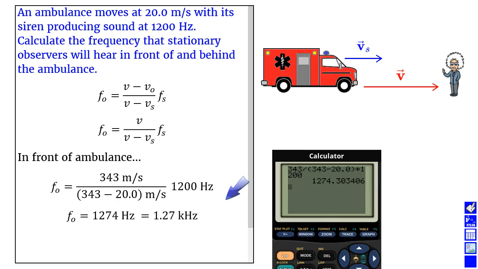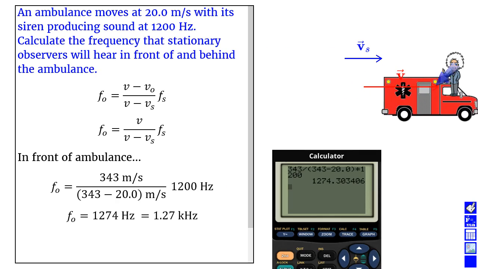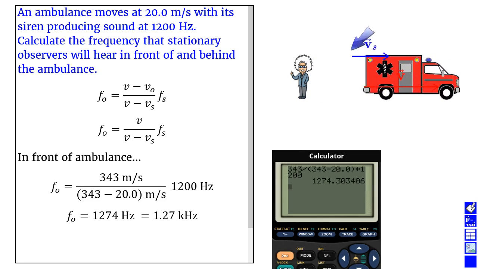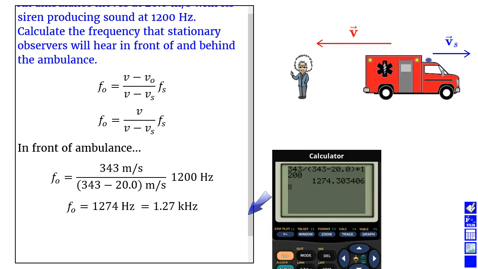Okay, now let's switch the ambulance and the observer around so that the observer is behind the ambulance. So the ambulance is still moving to the right, the ambulance is still going forward. The observer is behind the ambulance. So what that means is that the sound waves are now traveling in the opposite direction. If the observer is on the left, the ambulance is on the right, the waves have to travel from the ambulance to the observer. So that's now in the negative direction. So to do the calculation behind the ambulance, we're going to use exactly the same numbers.